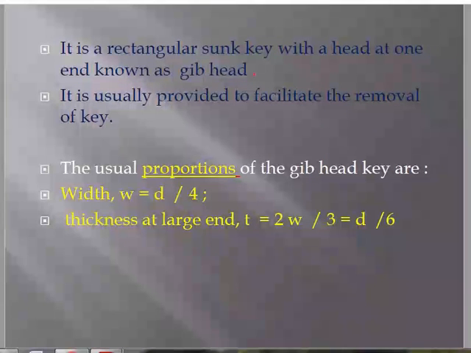The usual proportions of the gib head key are given here. You can see the width of the key is again D/4, where D is the diameter of the shaft. Thickness at the larger end can be taken as D/6 of the diameter of the shaft. So this is about the gib head key.